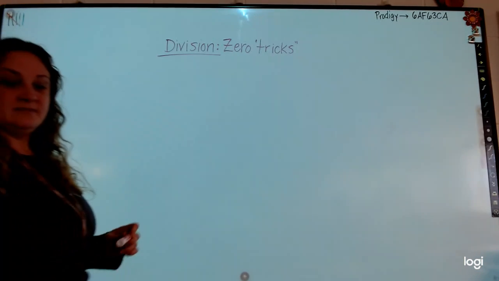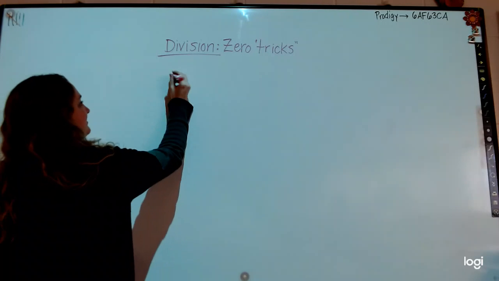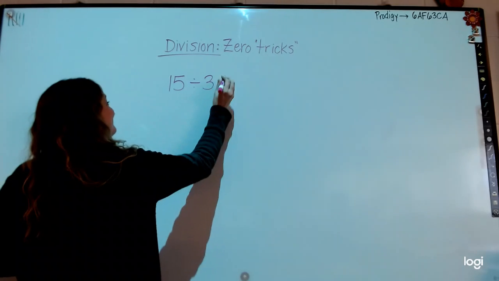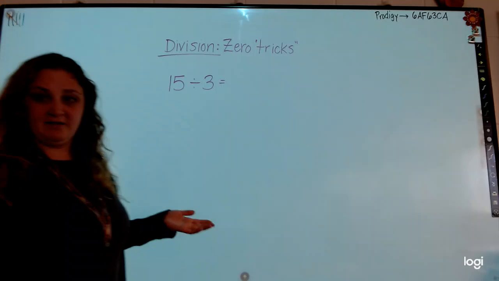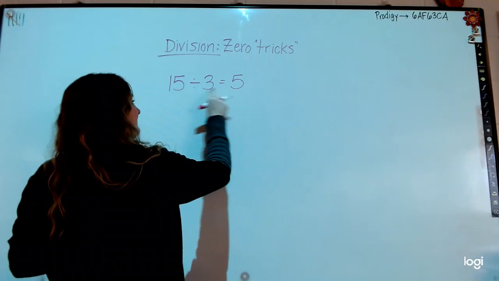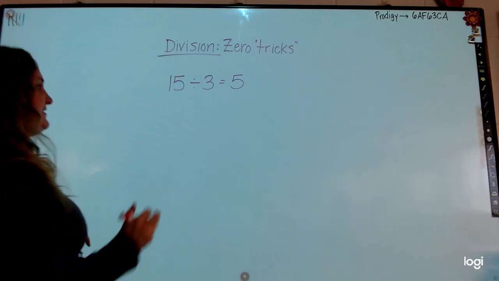All right. Sometimes, instead of having a single number, you're going to have double digits. Let me show you. I have 15 divided by 3. Okay, we still know this math fact. 15 divided by 3 is 5. 5 times 3 is 15. So pay close attention because this is a little different.